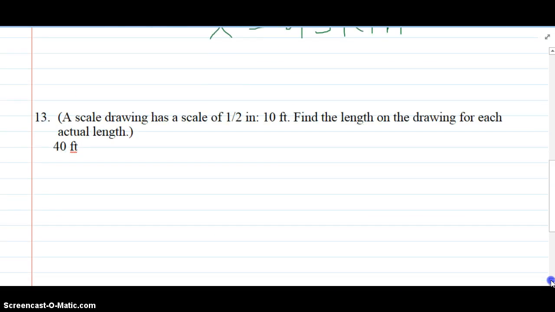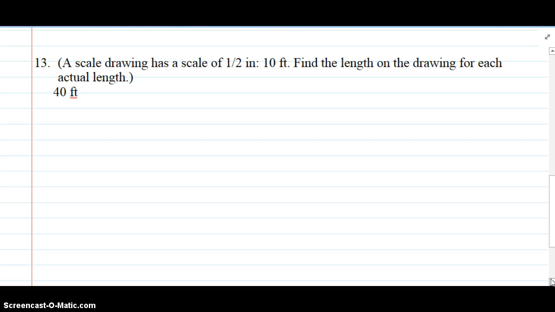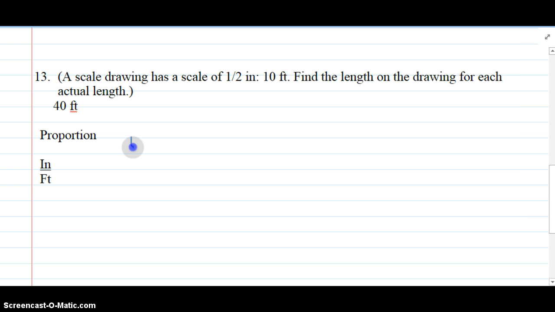Let's try 13. On number 13, the information they tell us is that our scale is half of an inch is 10 feet. So now I want to find the length of the drawing. So I'm going to show you the method by using a proportion. When I set up my proportion, I'm going to use inches over feet. So my fraction that I'm going to create, first I have 1/2.